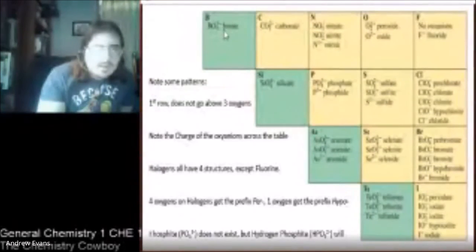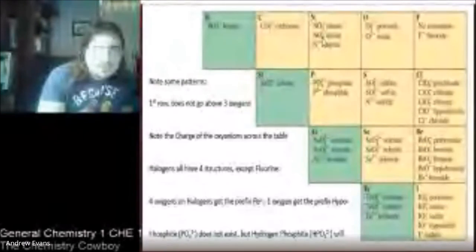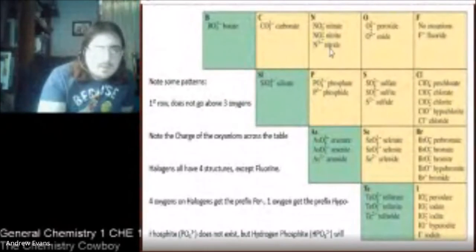Now, as we do this, the charge is related to where they are on the table. 3 minus is group 3, then 2 minus, 1 minus. Now, nitrate, when we lose an oxygen, we have nitrite. And we don't go any lower than that. On the next row, the atoms are bigger, and all these from then on are bigger, and so they can hold 4 oxygens.